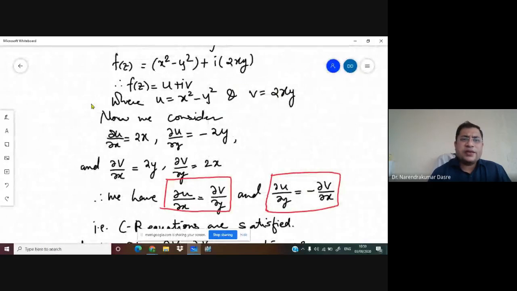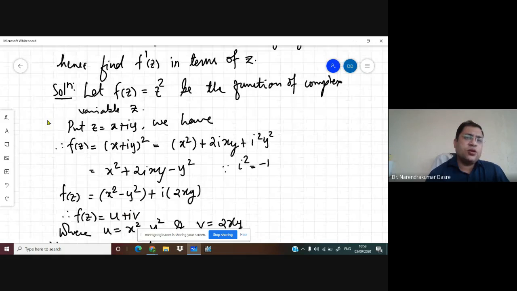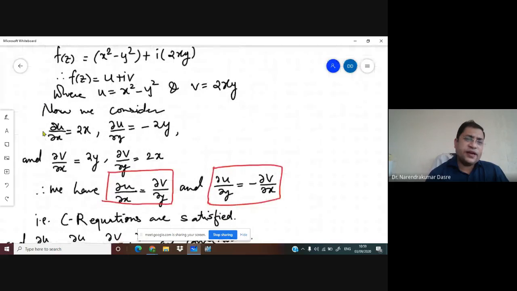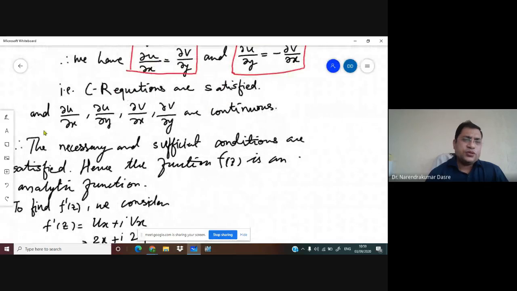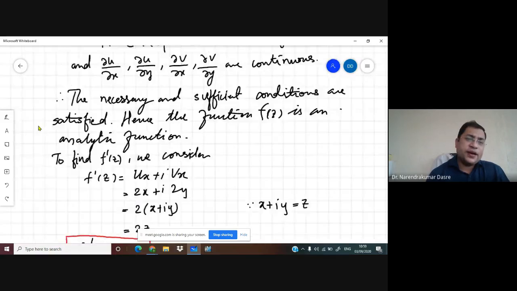So here you can see, in the real variable case, suppose this is going to be x. The derivative of x square is going to be 2x. And now in the complex variable case, we have calculated the derivative: the derivative of z square is going to be 2z. But see how we have calculated it.